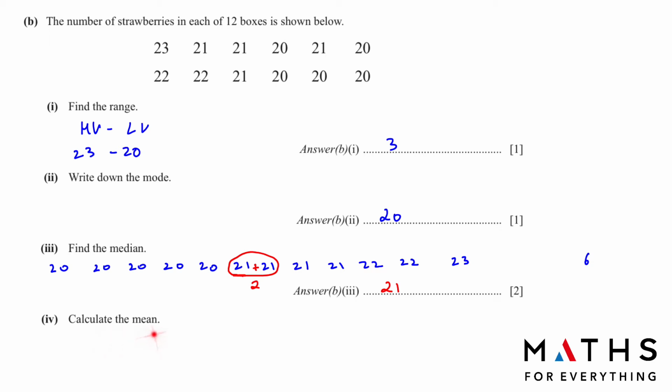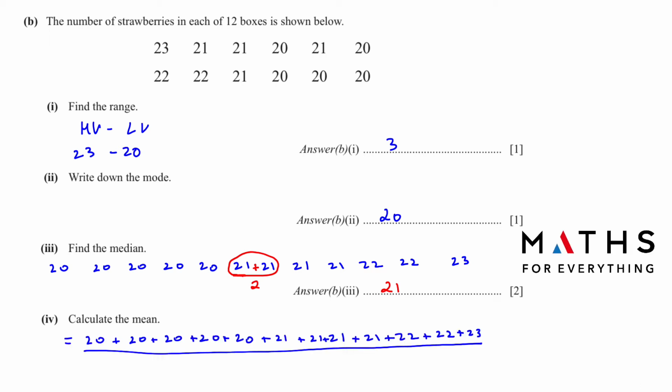Next, we have to find the mean. To find the mean, we add all the values that we have here and divide by the total value. So you are going to add and divide by the frequency, which is 12. Be careful in the calculation that you don't make any mistakes. The answer will be 20.91. You can round it to 20.9.